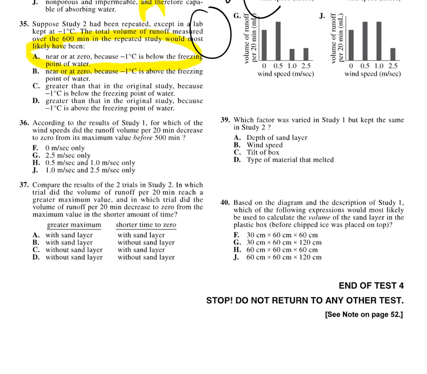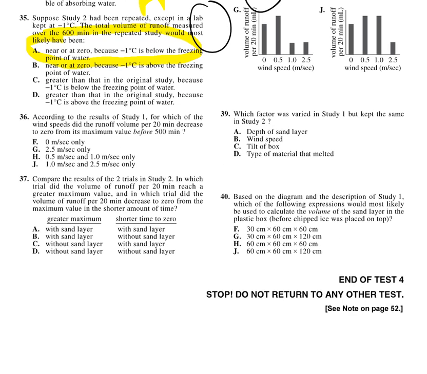So then when you read your choices, what would have been the results? Near or at 0 for runoff, because -1 degree Celsius is below the freezing point of water. That is the correct answer. You're welcome to keep reading the rest of the choices, but once you find the correct answer, you really should want to stop. Don't keep second guessing yourself.